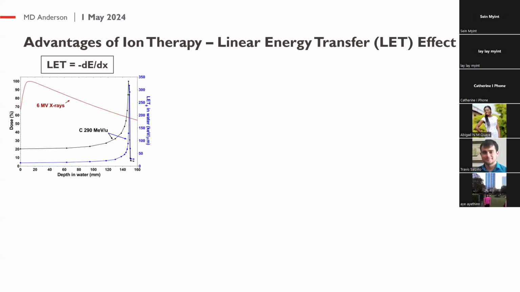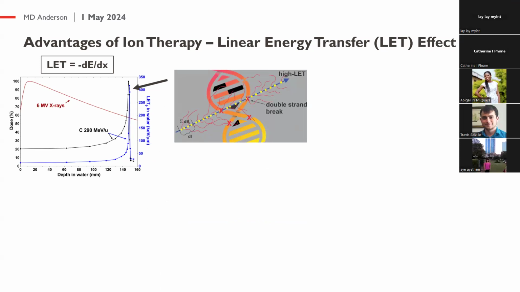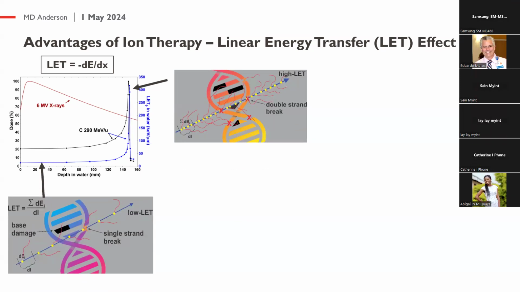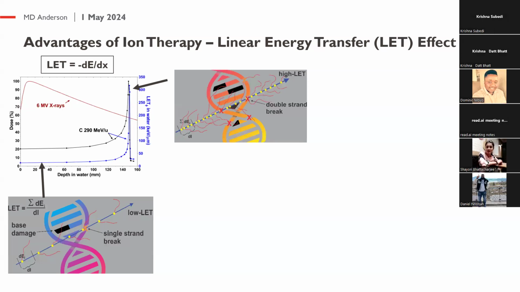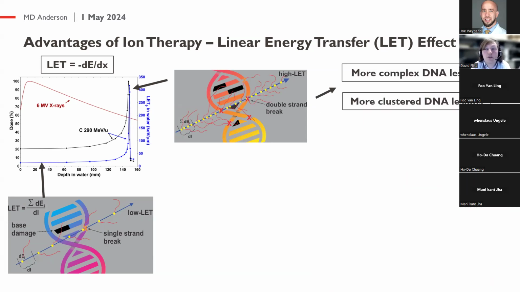This is the most common surrogate we use for how densely ionizing a particle is, because if a particle has a high LET, it's losing more energy per unit length as it travels through the medium, compared to a low LET particle, which is losing less energy per unit distance traveled. And this has consequences for the types of DNA damage induced by high versus low LET particles. Because the ionizations are so clustered together for high LET particles, they tend to create more complex and more clustered DNA lesions.